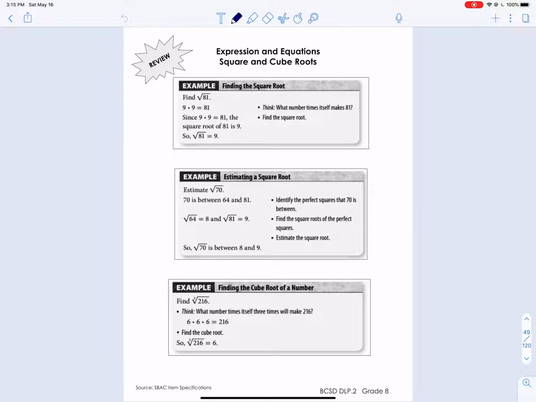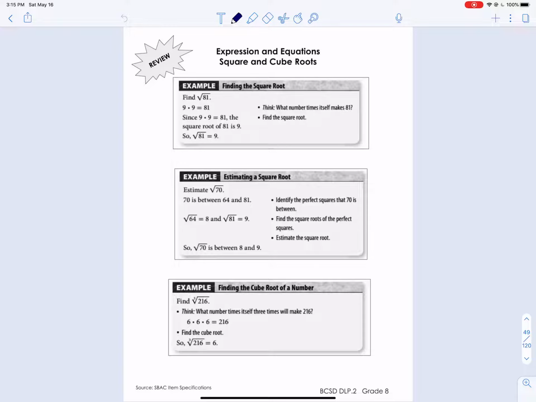Okay, this is the final distance learning packet for May 13th. And we are moving into square roots and cube roots. There are some examples of what they mean and how to estimate, and then finding a cube root.